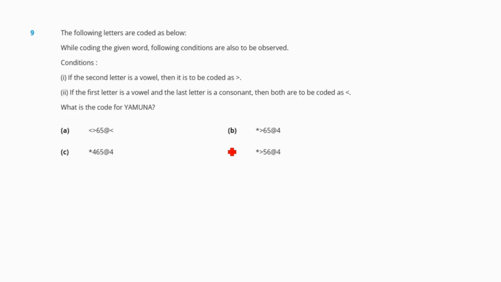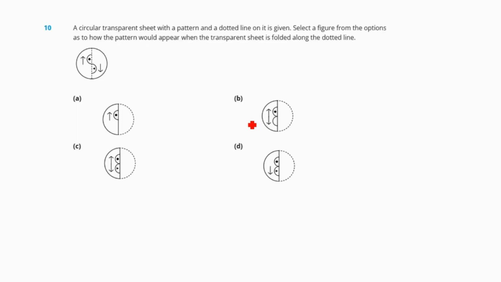Question number 9. The following letters are coded as below. While coding the given word, following conditions are to be observed. If the second letter is a vowel, then it is to be coded as this. If the first letter is a vowel and the last letter is a consonant, then both are to be coded as this. What should be the code? So here the code should be, if we take the alphabetical order, option number B. Yamuna should be coded as option B.